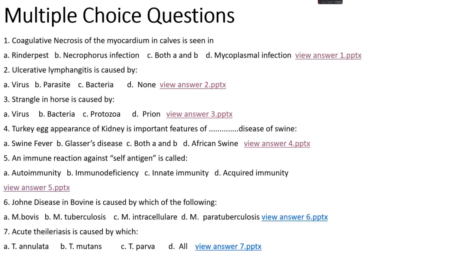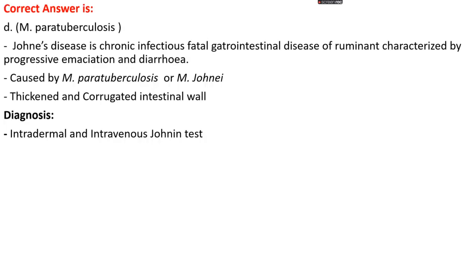Question number 6. Johne's disease in bovine is caused by which of the following? Option A. Mycobacterium bovis. Option B. Mycobacterium tuberculosis. Option C. Mycobacterium intracellulare. Option D. Mycobacterium paratuberculosis. The right answer is option D, that is Mycobacterium paratuberculosis.